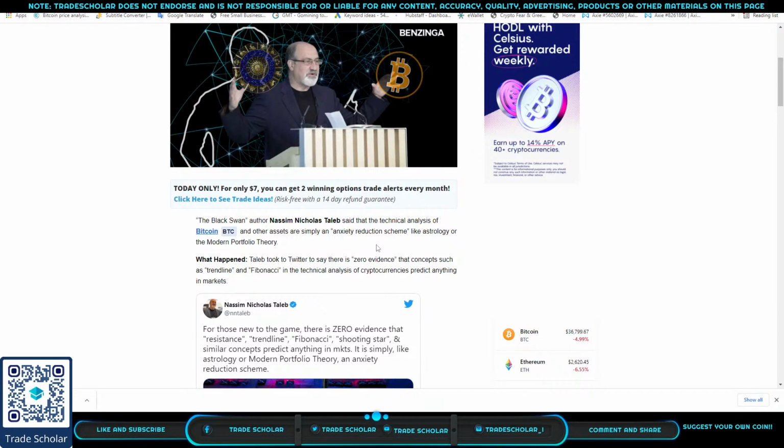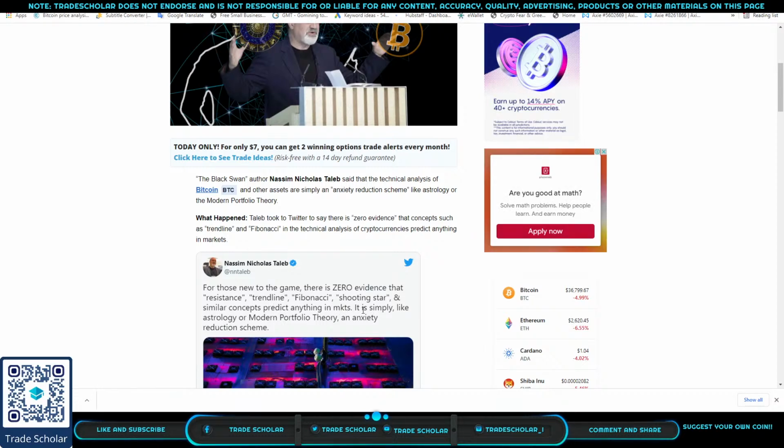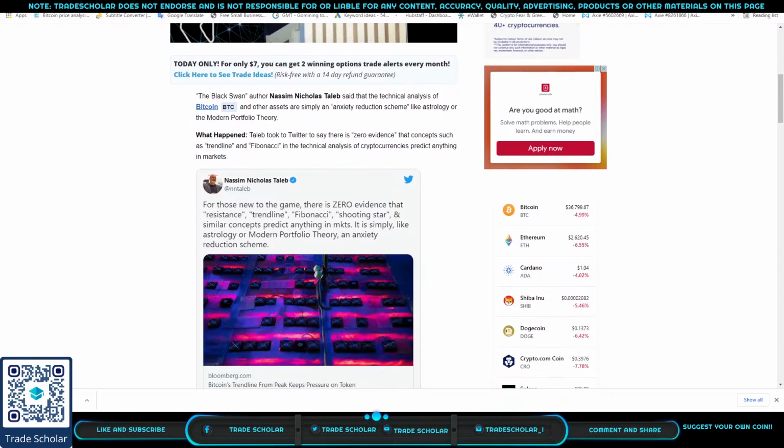Okay, let's continue. Like astrology or the modern portfolio theory. I'm not familiar with modern portfolio theory; we can search on that later. He said in his tweet, for those new to the game, there is zero evidence. Oh, this is a strong word. Zero evidence that resistance, trend line, Fibonacci, shooting star, and similar concepts predict anything in markets. It's simply like astrology or modern portfolio theory, an anxiety reduction scheme. So that's what he said in his tweet.